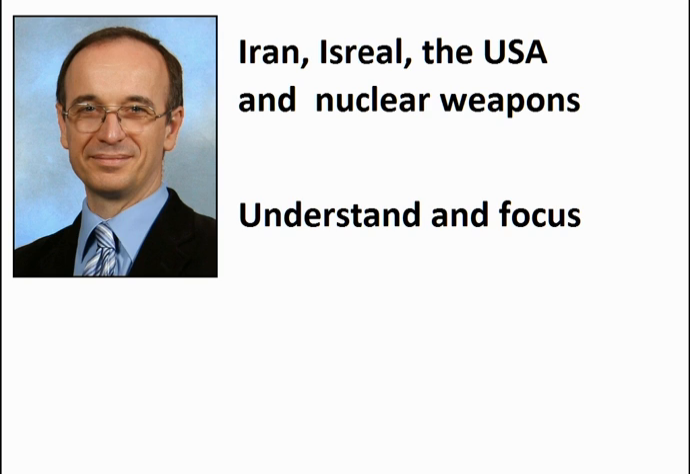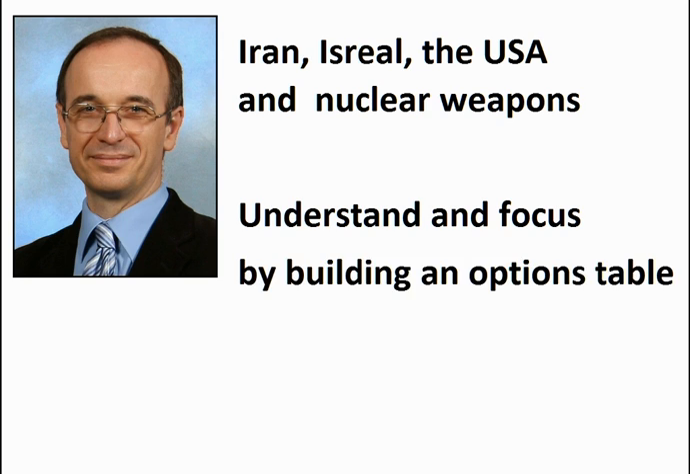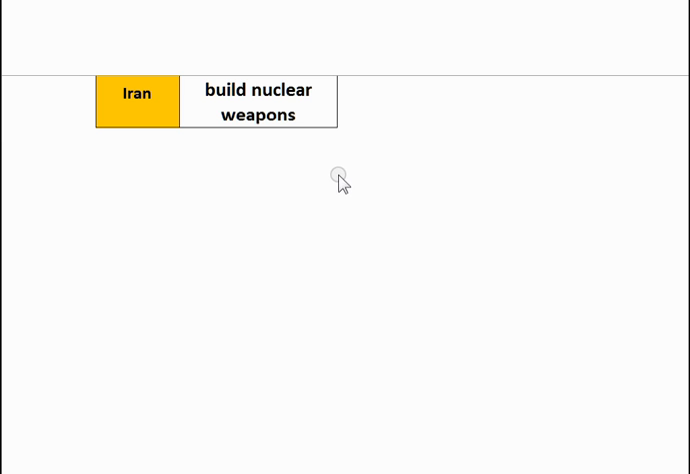The first stage of that is to build an options table. In an options table, each row is an action, something one of the sides involved could or could not do in the future. In this case, it's Iran, and the thing it could do is build nuclear weapons.